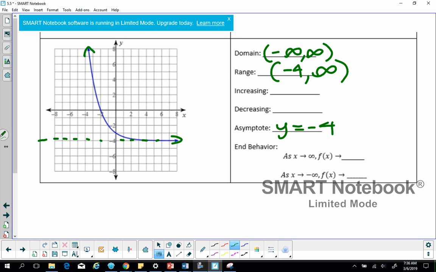Is this function increasing or decreasing? Remember, we read it left to right, so like this. So is it getting smaller? Is it going down or up? Yeah. Down. So this one would be decreasing.